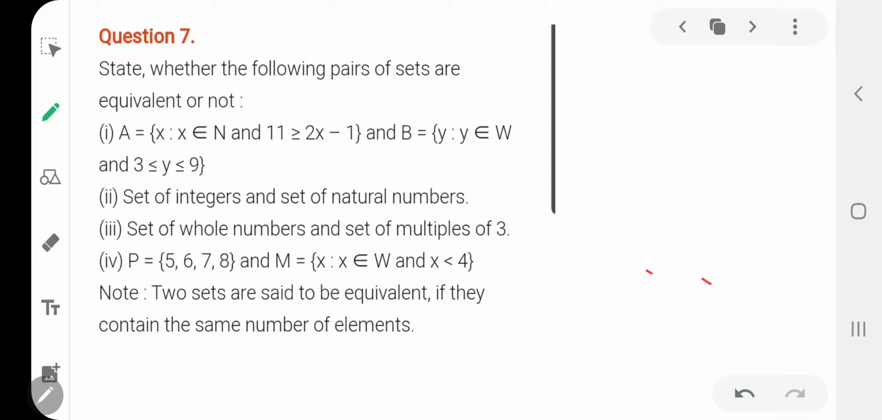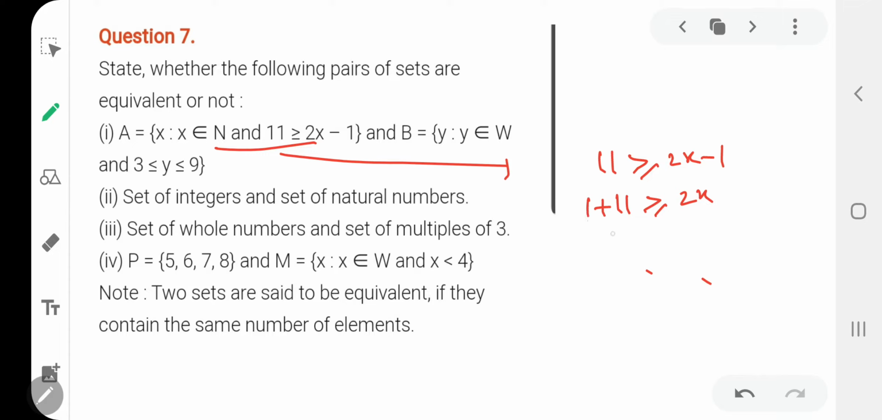But suppose A is a set of a, b, c, d, and B is a set of 4, 5, 6, 7. So in that case, both A and B are containing 4 number of elements, so they will be called as equivalent sets. Clear? Shall we start? So you have to find what number of elements do you have in A. For that, you have to first solve the equation. 11 is greater than 2x minus 1. So if I solve this equation, I'll get something like this.